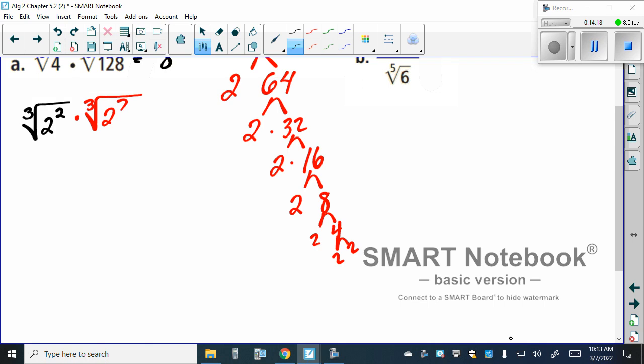Now, when we multiply like bases, we add the exponents. So 2 plus 7 would give us 9. We get 2 to the 9th, yes? Now, if we took the cubed root of it, what would we get? Because that's a little hard to see, yes?